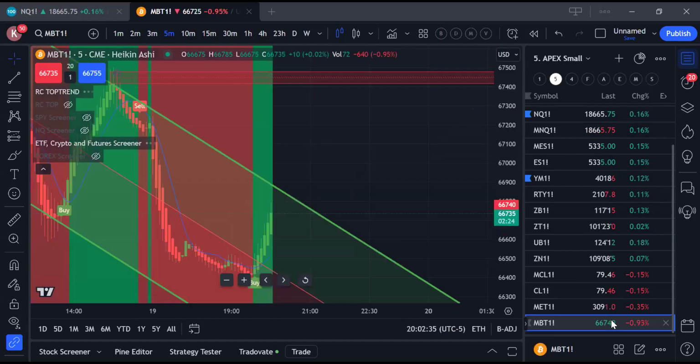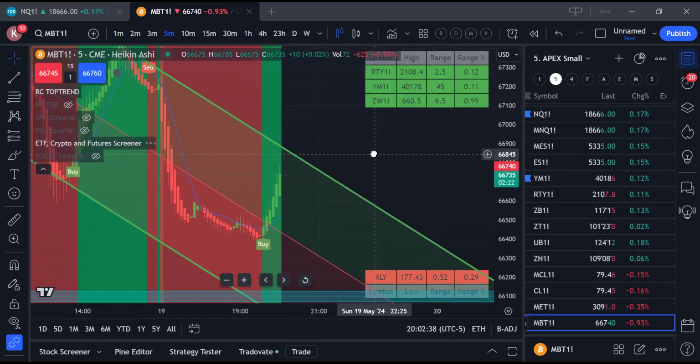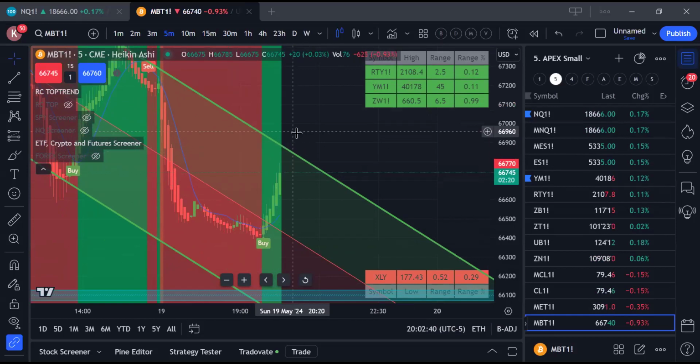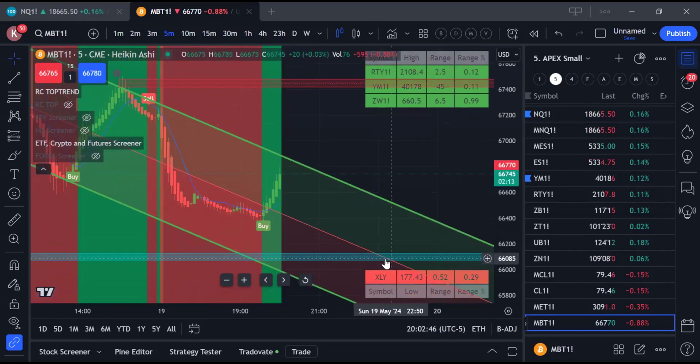So let us look at Bitcoin. If Bitcoin goes up and then again we get a sell signal on Bitcoin, that will be a good opportunity because Bitcoin is bearish.